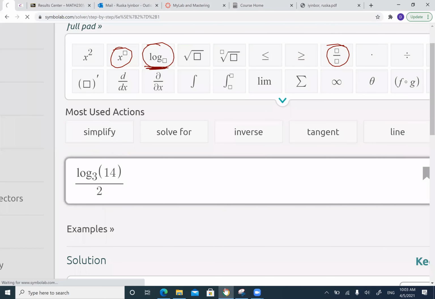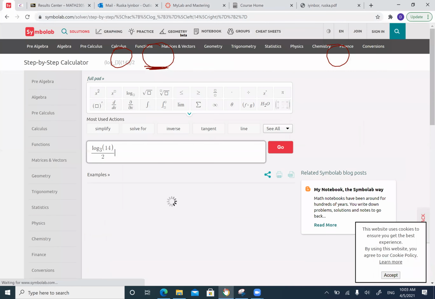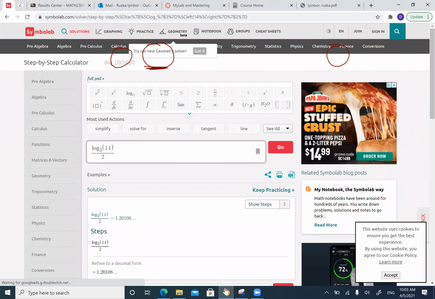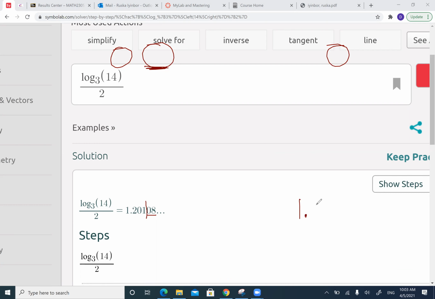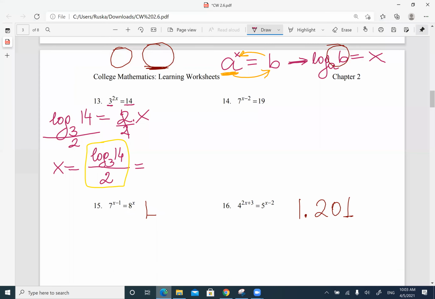And then the calculator is going to simplify it, and it's going to give me the decimal. So this is my answer. Now, let's say you want to round to 3 decimal places. So when rounded to 3 decimals, it's going to be 1.201. Okay, so that's how you round the logarithm.